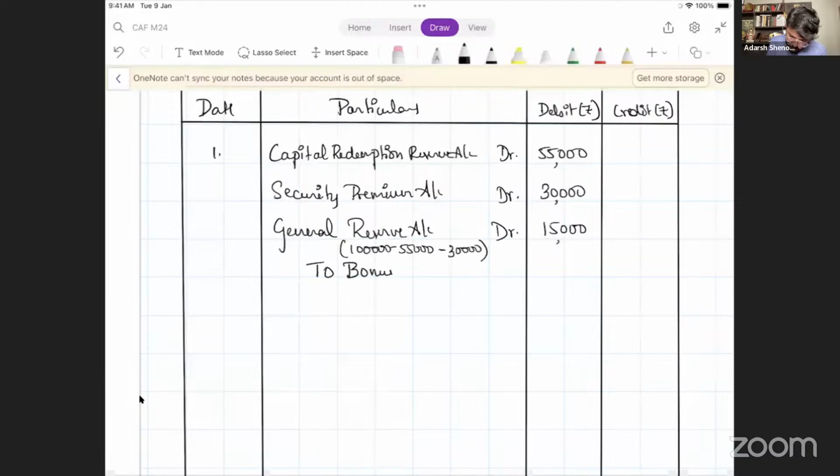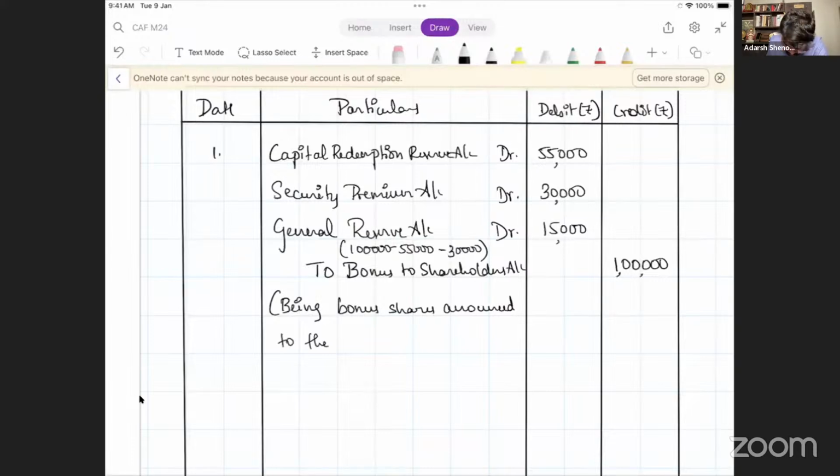To bonus to shareholders. Being bonus shares announced to the equity shareholders in the ratio of 1:4.